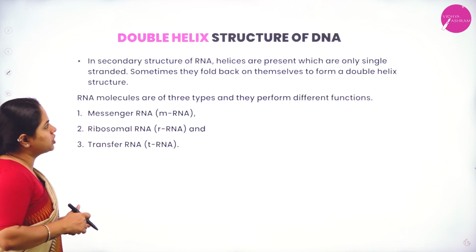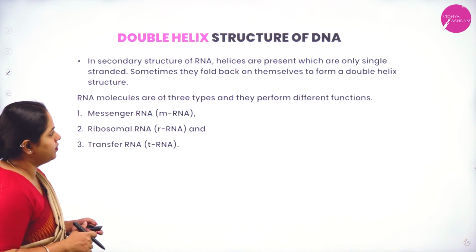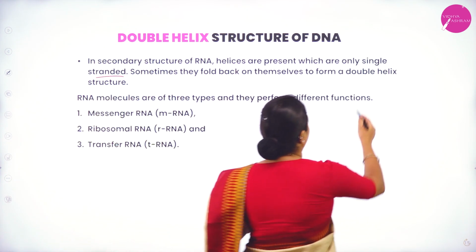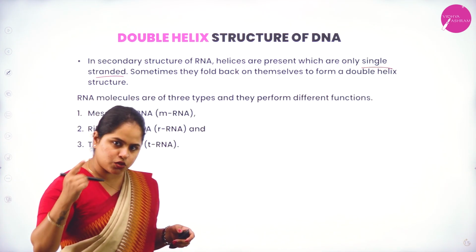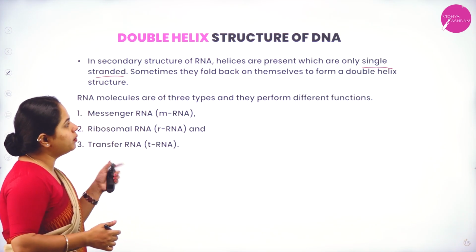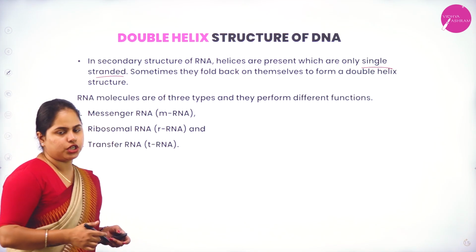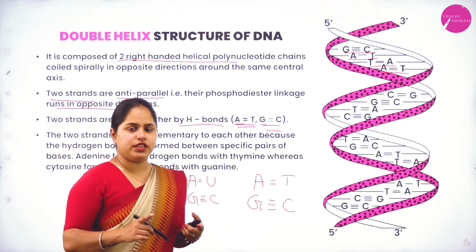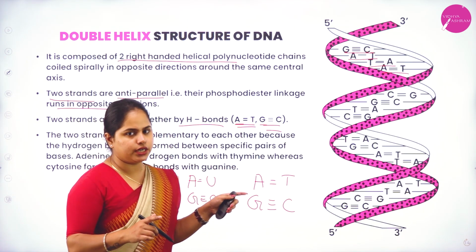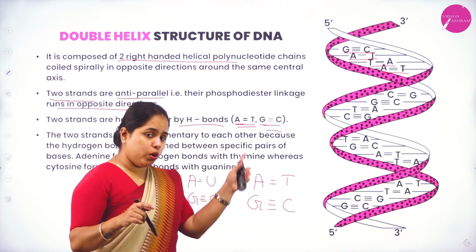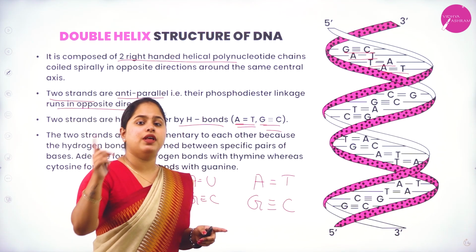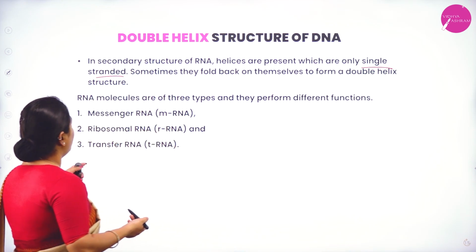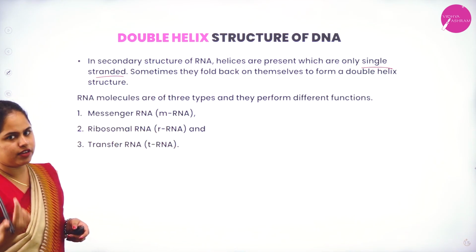Now, in the secondary structure of RNA, helices are present in which there is only a single strand. So, DNA is a double helical structure, RNA is a single helical structure. It has only one strand. Sometimes they fold back on themselves to form a double helical structure. So, you can see this is a double structure. Two strands are coiling with each other, that is the double helical structure which is in DNA. But in RNA, only one single strand will be present, which will curl upon itself to form a double helical structure sometimes. Clear? Now, RNA molecules are of three types and they have different functions.